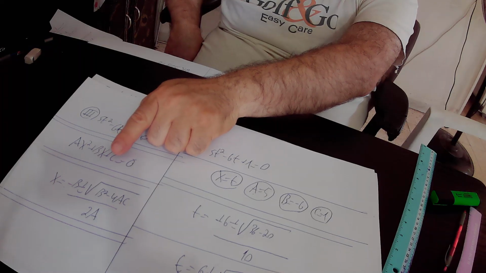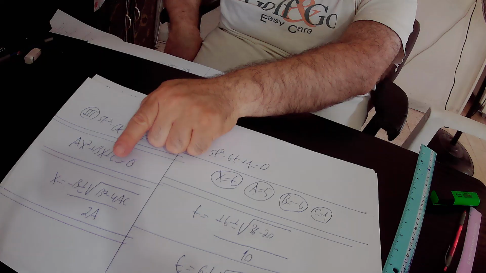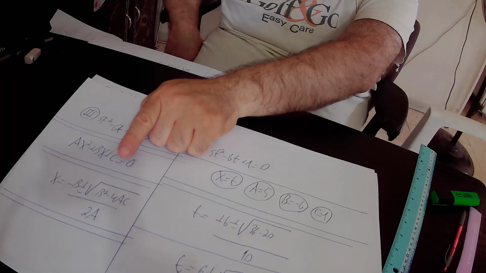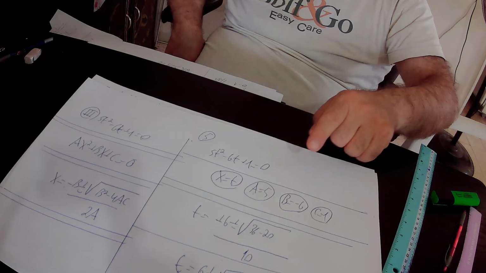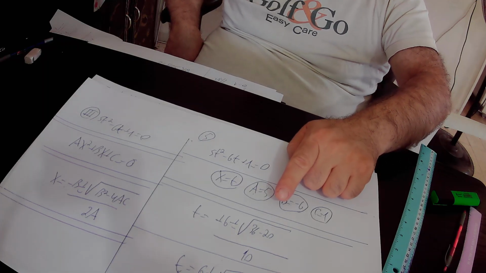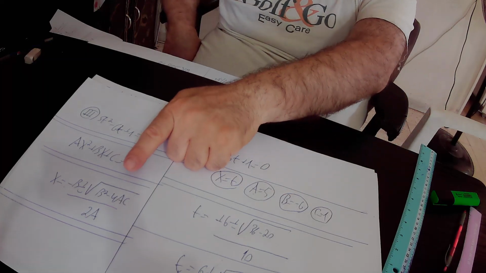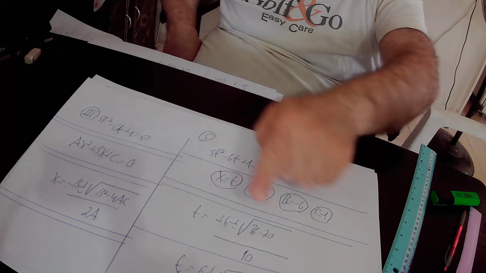plus minus the root of b squared. b is minus 6, so b squared is minus 6 squared, that is 36, minus 4 times a. a is 5, so minus 4 times 5 is minus 20, times c. c is 1, so minus 20 times 1 is minus 20. So inside the root we have left only 36 minus 20, divided by 2a. a is 5, so 2a is 2 times 5, that is 10.